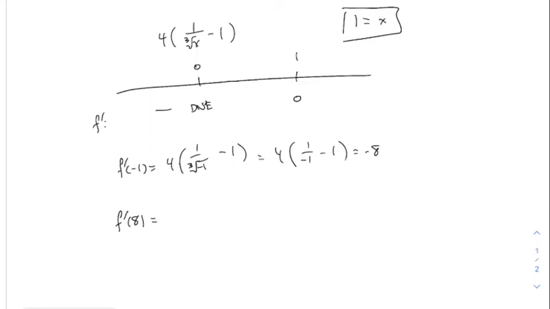So it's going to be 4 times 1 over cube root 8 minus 1. Cube root 8, of course, is 2. So this is 4 times 1 over 2 minus 1. So that's 4 times negative a half. This is positive and that's negative. So it's negative over there.